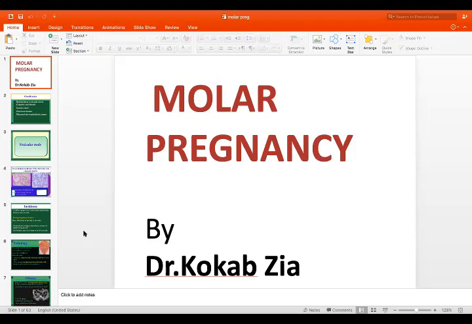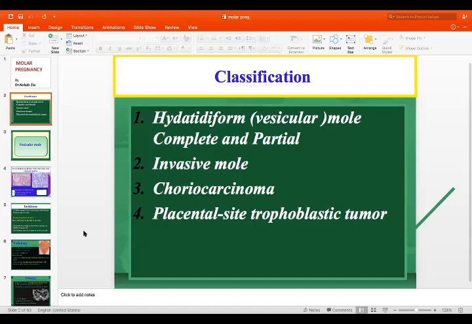Today's topic of discussion is molar pregnancy. Now, what do you understand by molar pregnancy? Molar pregnancy is not a normal pregnancy. It is a tuberous growth of the cytotrophoblast and syncytial trophoblast.